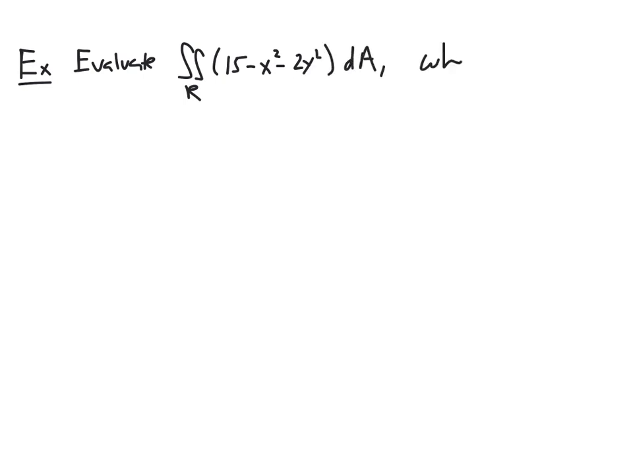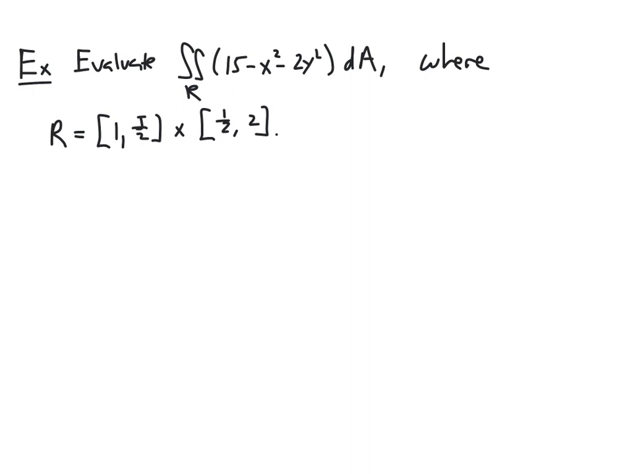Right, so for an example, let's say we wanted to evaluate the double integral of the function 15 minus x squared minus 2y squared dA over the rectangle R, which is going to be [1, 5/2] cross [1/2, 2]. All right, so we have this rectangle in the plane, and we want to look at the function 15 minus x squared minus 2y squared over that rectangle.